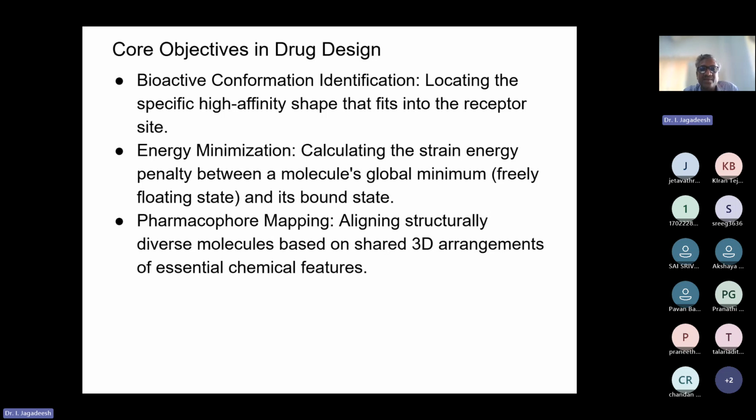So we are going to find that out with the conformational analysis, and after the energy minimization at the conformational stage, we are going to do the docking studies and see the bound state status. Similarly, we are going to use the same for pharmacophore mapping also. So aligning structurally diverse molecules based on the shared 3D arrangements of the essential chemical features, wherever you don't have the structure of the protein in your hand.